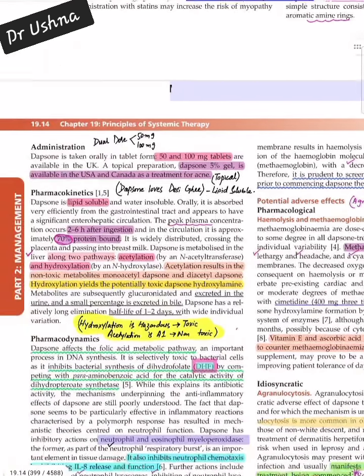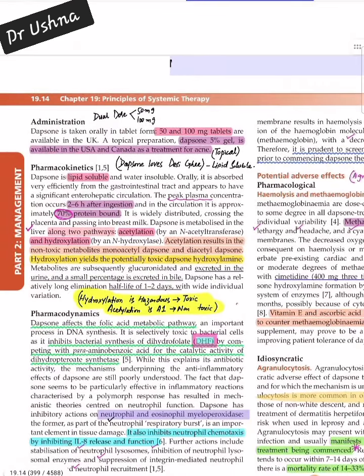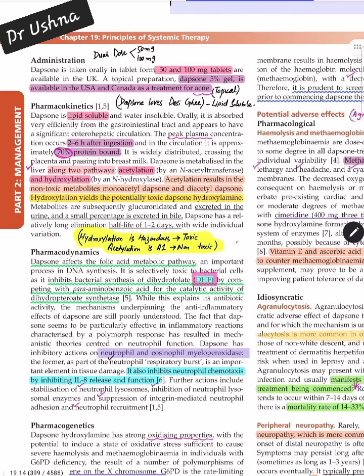What is the dose of dapsone? It is available in two doses, in the form of a 50 milligram tablet and a 100 milligram tablet. But now it is also available topically in the form of dapsone 5% gel, which is used in acne. So it is an important use as well. Now comes the pharmacokinetics. Just remember this line: Dapsone loves desi ghee, because it's a lipid soluble drug. It's not soluble in water.